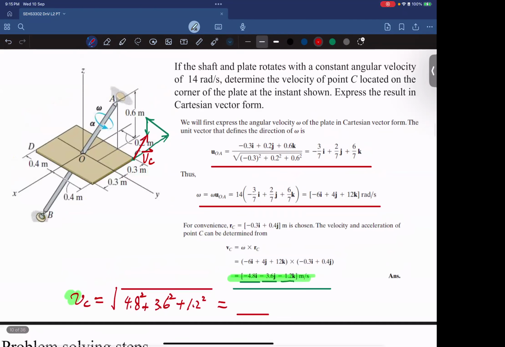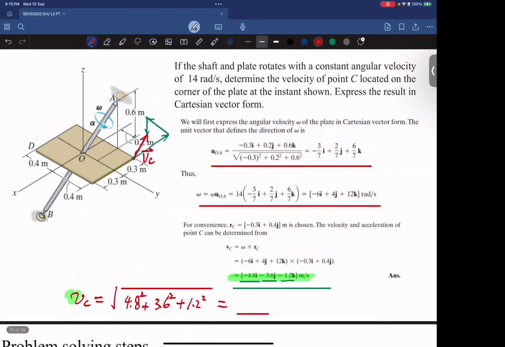Now, we can have a break. During the break, you think about a question. Can you find the distance, or can you calculate the distance between C and the shaft? Between C and the center axis. What is the shortest distance? Yeah, let's have a break. And you think about it.